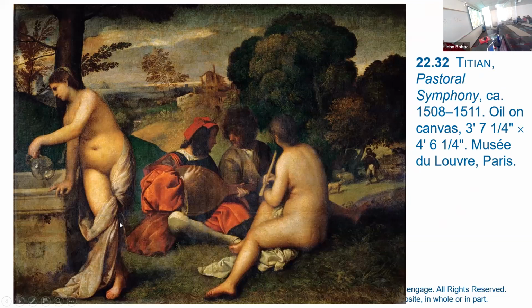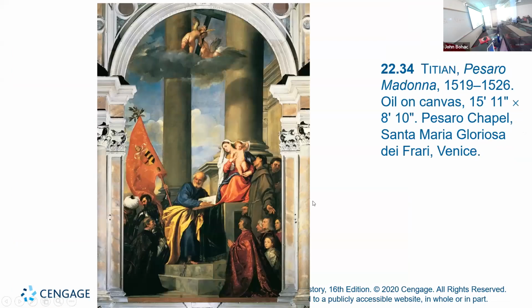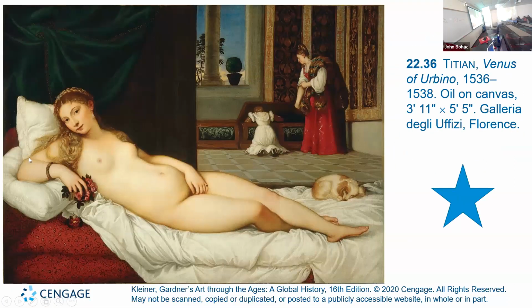Titian, Pastoral Symphony, another, what you might call a pagan scene. Young ladies dipping from the well, playing a flute, music. The men are clothed. I want you to remember this piece because this will come back in the 19th century as a critique on all of these kinds of values. I'll let you know when we get there.